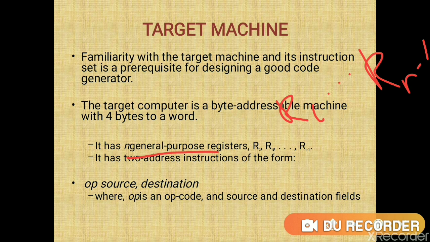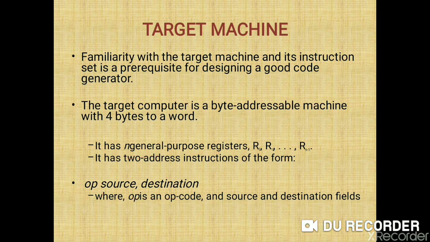So, these many general purpose registers will be there in almost all target machines, and it has two address instructions of the form OP source, destination. OP represents the opcode, and source and destination mean where we have to store and from where we are storing it. So, this is the two address instruction format that we are using.